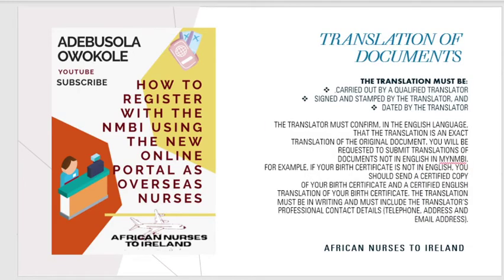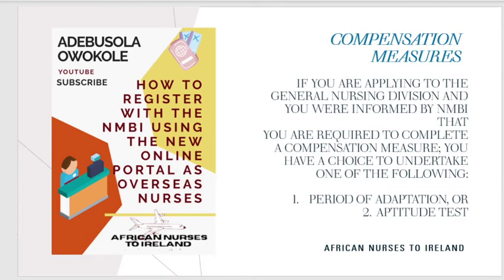Now, for translating any document, that's if any of your documents was not written in English. For example, if your birth certificate is not in English, you need to send a certified copy of your birth certificate and a certified English translation of your cert in writing, including the translator's professional contact details, telephone and email address as well. So you need to translate your documents into English by a qualified translator. You need to sign and stamp it as well, and it should be dated before it could be accepted.